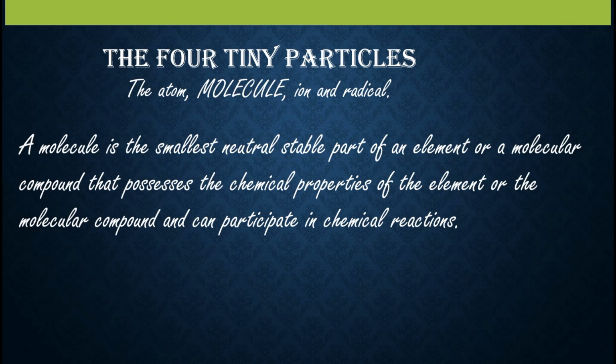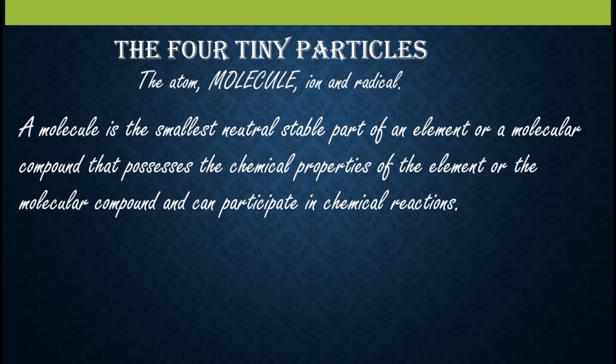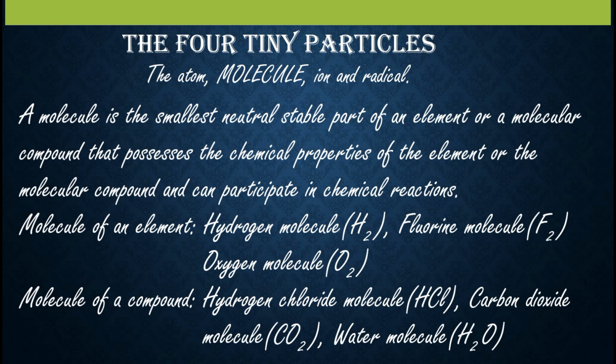I want to take it again so that you will understand fully what a molecule is. A molecule is the smallest neutral, stable part of an element, or it could be the smallest neutral, stable part of a molecular compound, possessing the chemical properties of the element or the molecular compound and can still participate in chemical reactions. Now, wherever you see "or", that tells us it's possible that it can be this or that. So we have two types of molecule: molecule of an element and molecule of a compound.